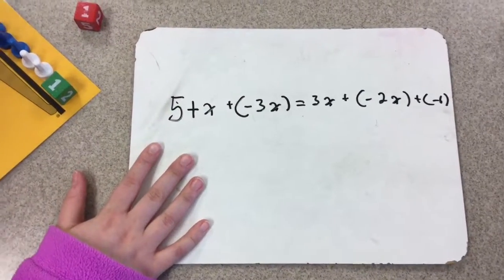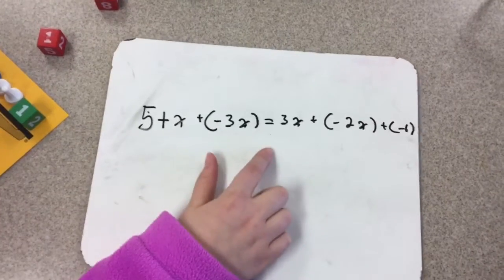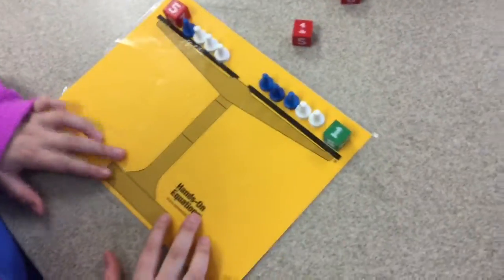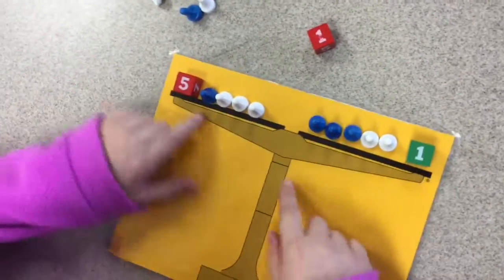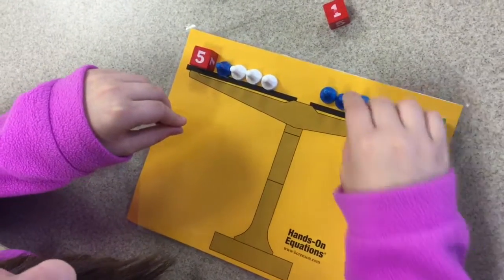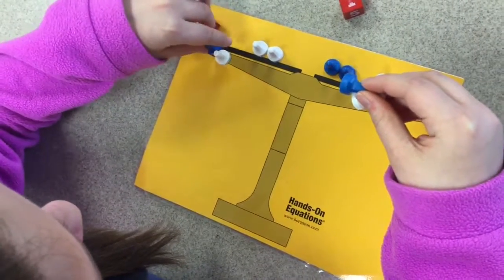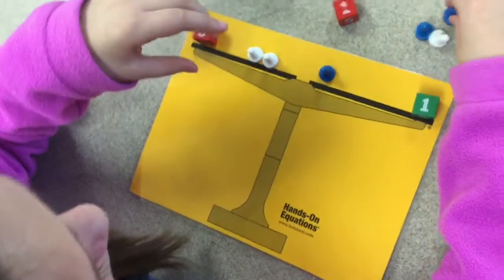Okay, here is our final problem. It's 5 plus x plus negative 3x equals 3x plus negative 2x plus negative 1. Here's the problem set up, and the first thing you want to do is take all of your pairs of zeros that are matching on the sides. So I'm going to take these ones here and these ones here. There we go with those, and then these ones here.